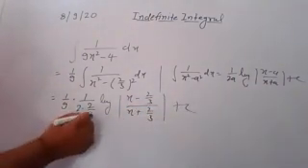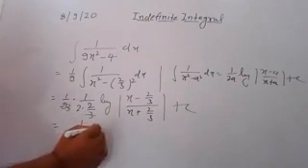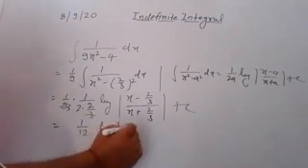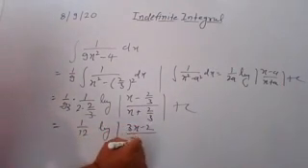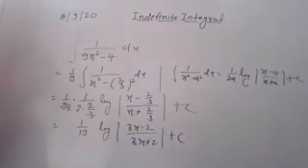Okay, so 3 3s are 9. So here you have 1 upon 12 log (3x minus 2) divided by (3x plus 2) plus c as your answer. So this is your result.